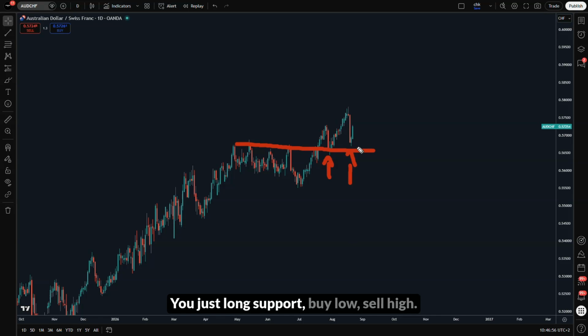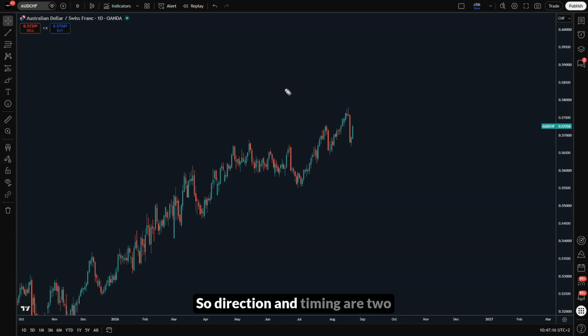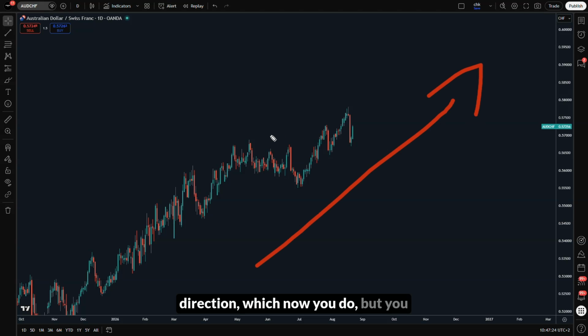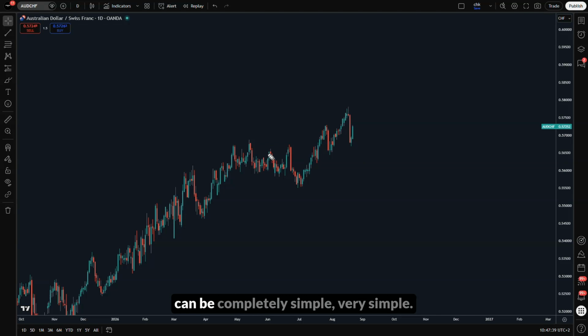You just long support, buy low, sell high, aligned with the macro direction that you just established by understanding the context for Australia and understanding the context for Switzerland. So direction and timing are two completely different problems to actually solve. You need to understand the direction, which now you do, but you also need to time things correctly. And the technical timing, to be honest, can be very simple. You don't need to overcomplicate this. You can use whatever type of model you want for the technical timing. I personally keep it very simple.